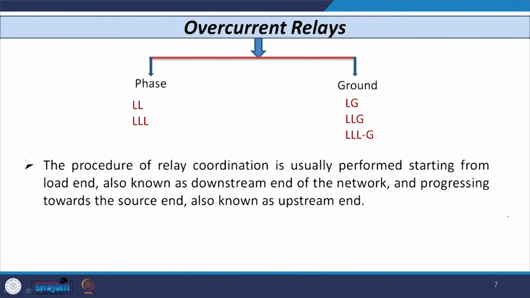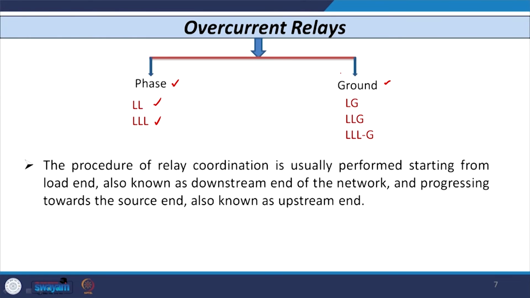After that, let us consider how the coordination of overcurrent relays is carried out. We know that we have overcurrent relays. There are two types of overcurrent relay, one is known as the phase relay and the other is known as the ground relay. Phase overcurrent relays are those relays which are responsible for detection or operation when a line to line fault or a triple line fault occurs. So, both are phase faults. Whenever any phase fault occurs, the phase overcurrent relay detects that fault and gives a signal to the circuit breaker.